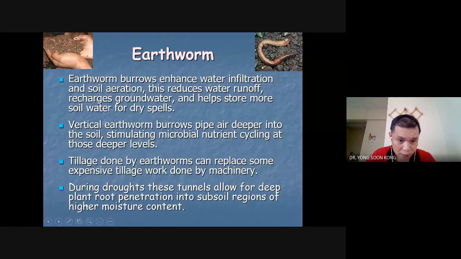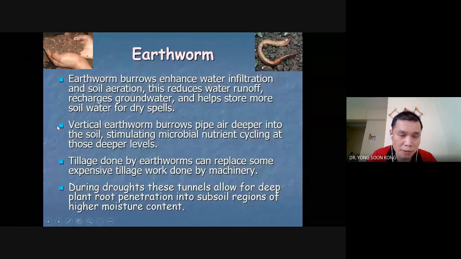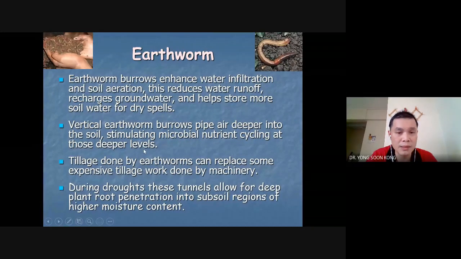Point number four, during drought, these tunnels allow deep plant root penetration into subsoil region of higher moisture content. Now, when the soil can absorb more moisture, it allows the soil to keep this moisture for a long time to allow the trees or whatever the plants to absorb this moisture. So, I think this is quite similar to point number two, lah, yeah. Okay, point number two, I think is a bit different. Point number two mentioned vertical earthworm burrows pipe air deeper into the soil, stimulating microbial nutrient cycling at those deeper levels. So this is about the accessibility of air, lah, yeah.